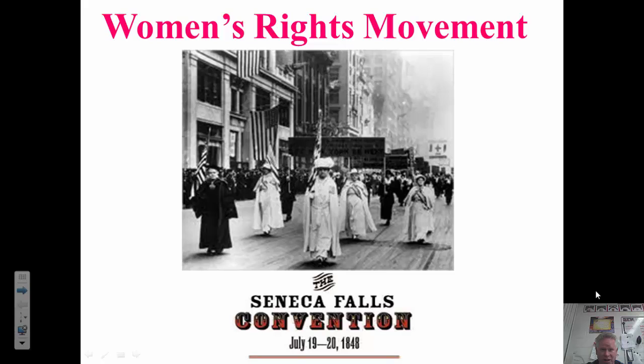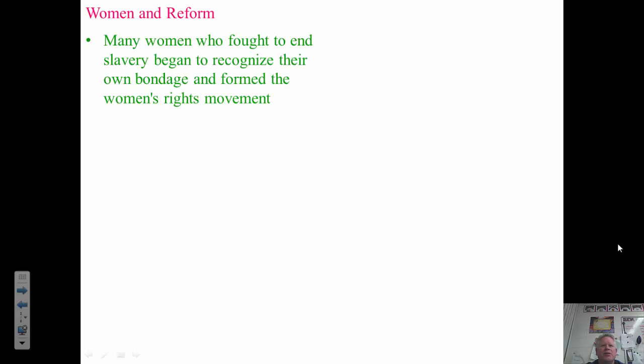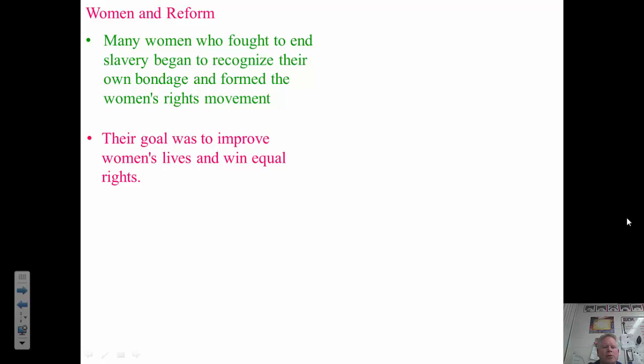And today we're going to be talking about the women's rights movement. The women were out in society helping with the temperance movement, education reform, and the abolitionists when they noticed that they didn't have equal rights. So many women who fought to end slavery began to recognize their own bondage and formed the women's rights movement. Their goal was to improve women's lives and to win equal rights.